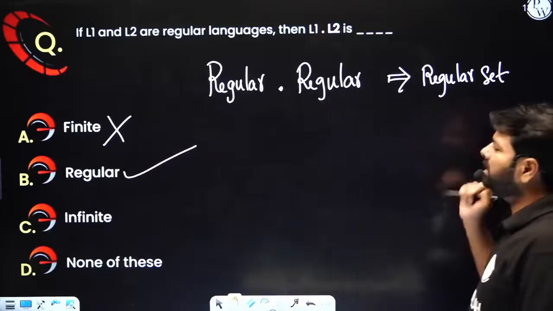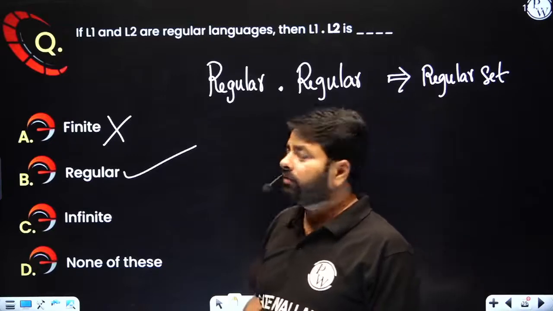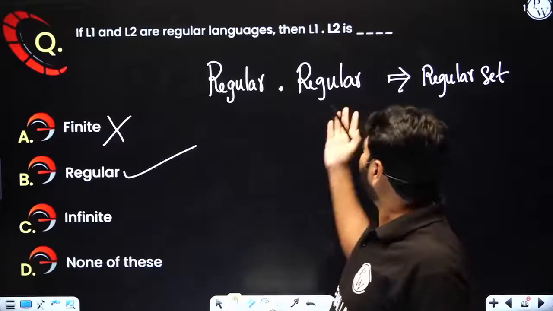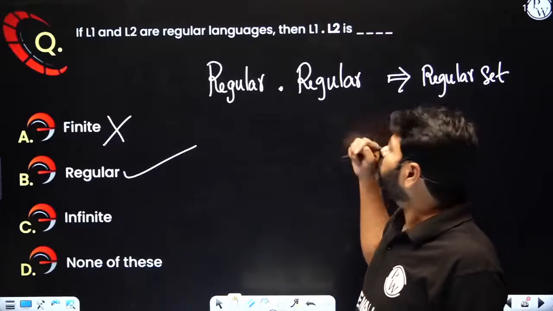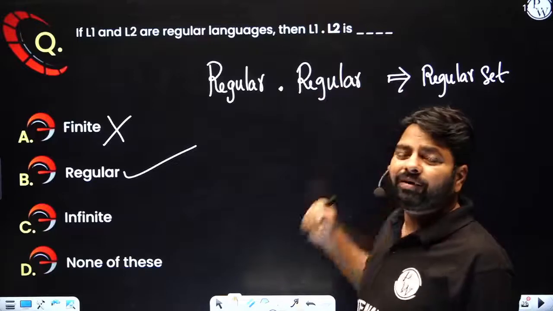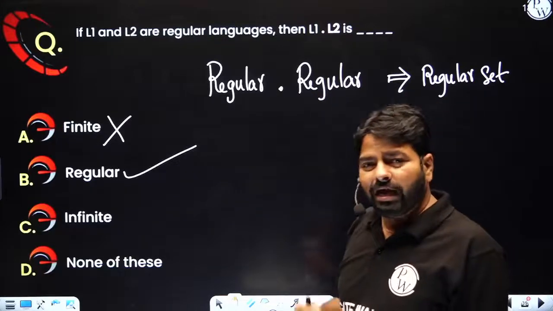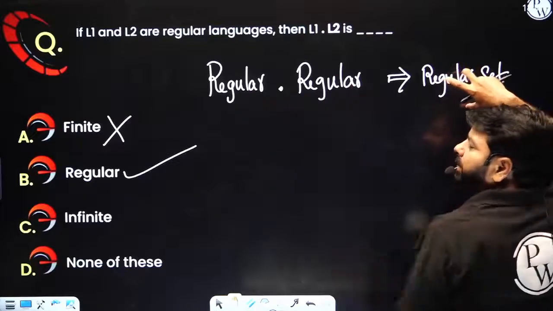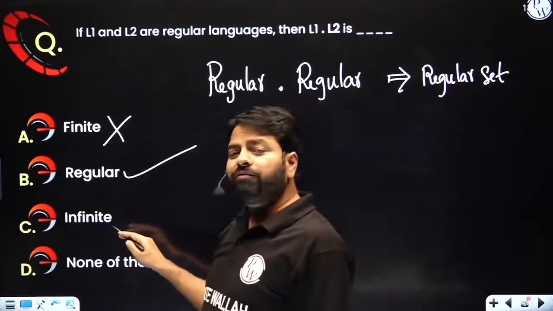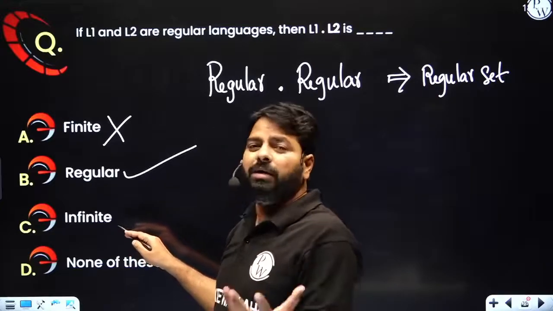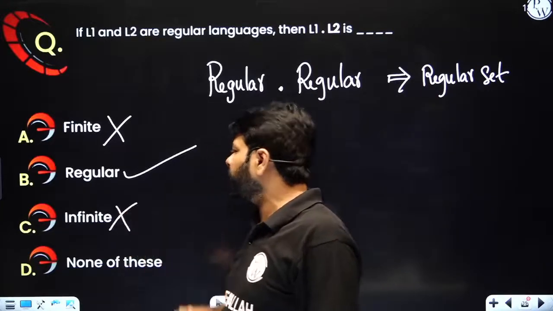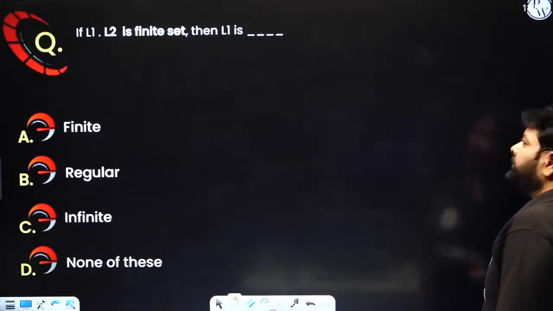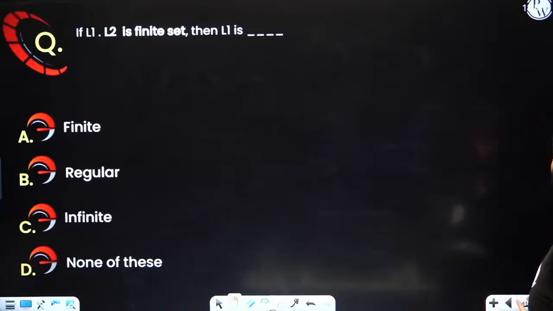But is that result always infinite? No guarantee. For example, suppose I have a regular language and another regular language is the empty language, then the result you get is empty. So the result need not be infinite. Sometimes you may get finite, like the empty set, which is possible when one of the regular languages is empty. Sometimes the result could be finite, sometimes infinite, but always infinite is wrong. Okay, so the correct answer is regular.